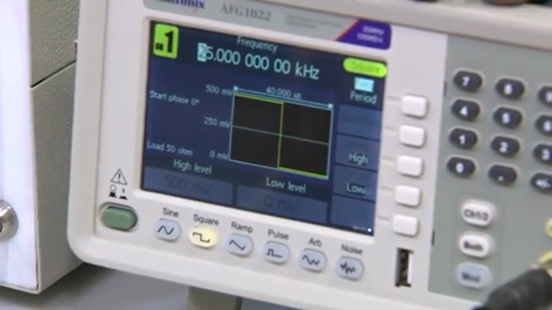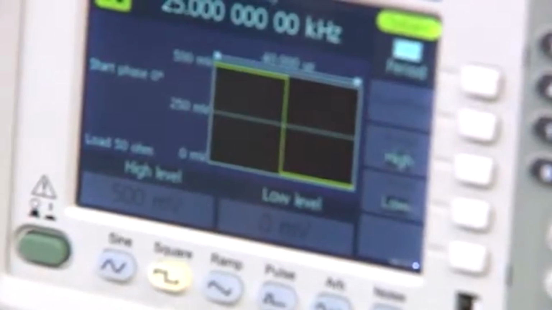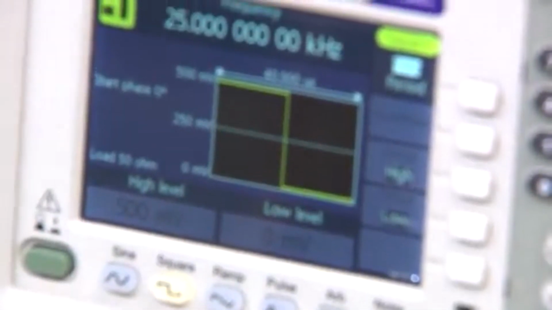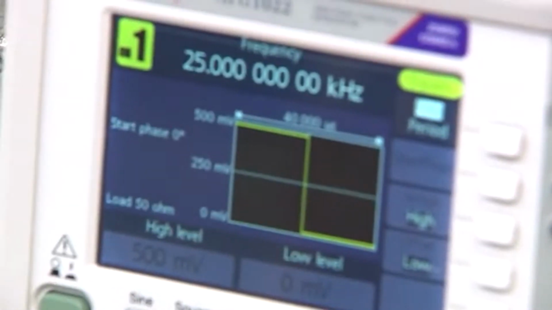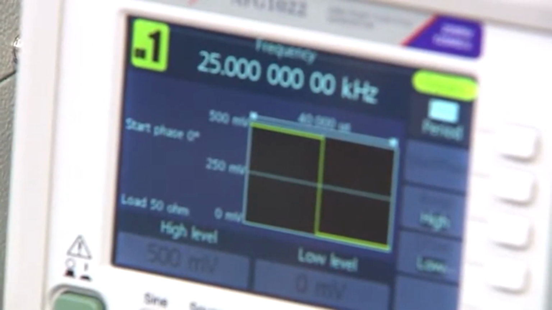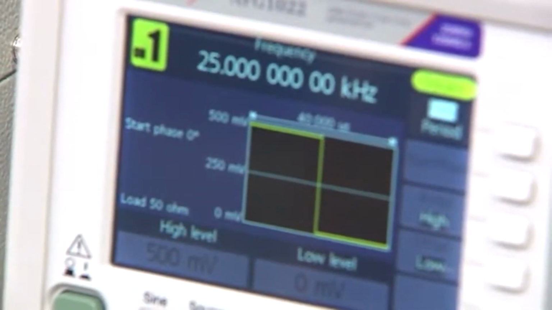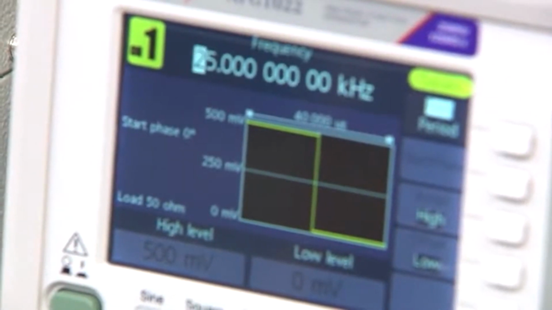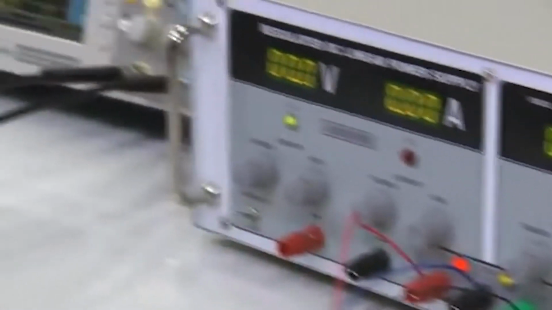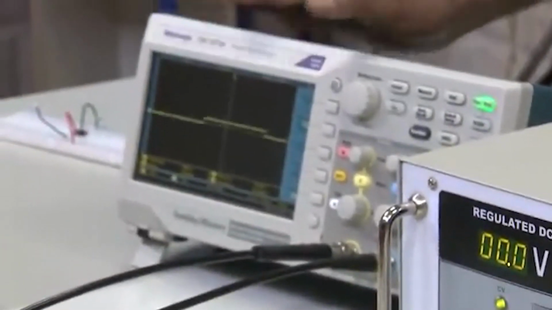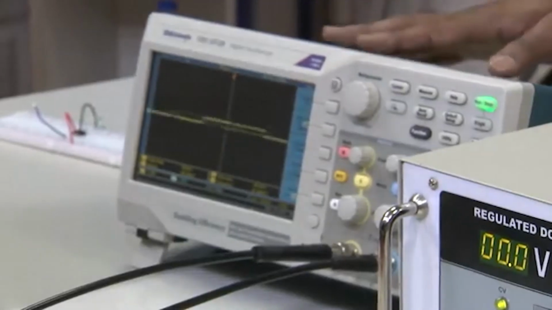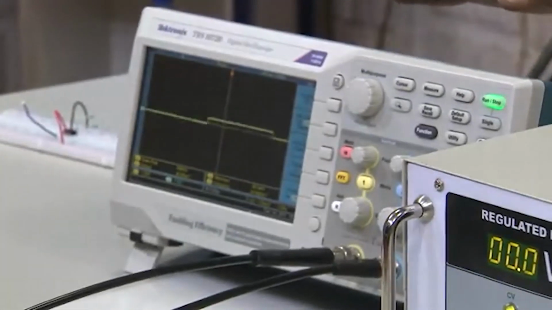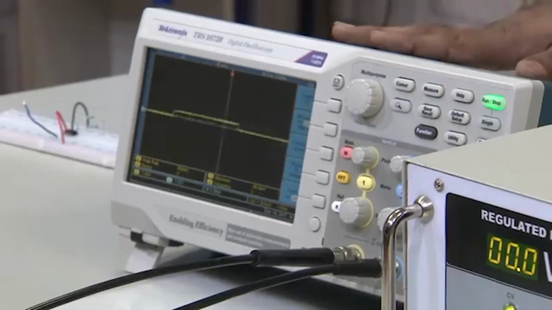Now, when we apply this 25 kilohertz, the high level is 500 millivolts. You have to understand what the output voltage is, and what is changing the output voltage and the time. That you can do with the help of the oscilloscope. The oscilloscope is right here, and here you can see the output voltage and the change in output voltage with respect to time.